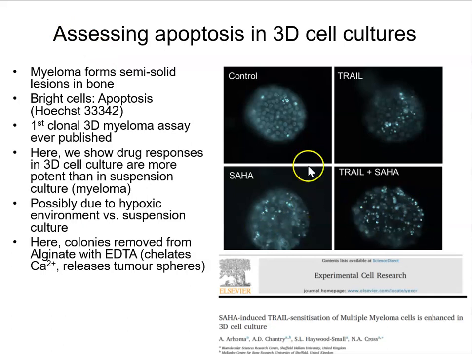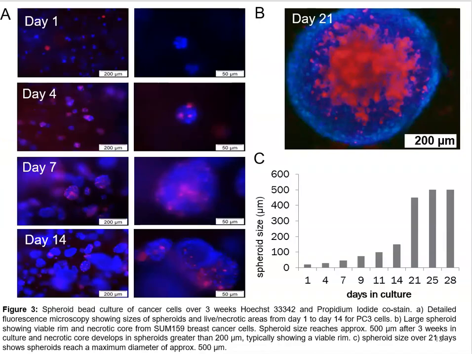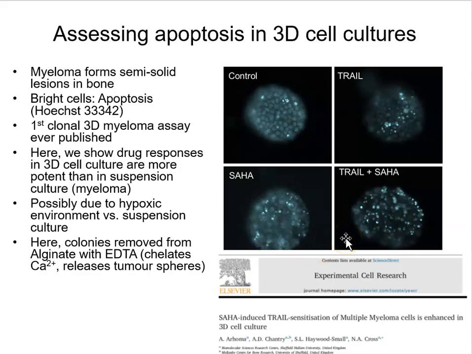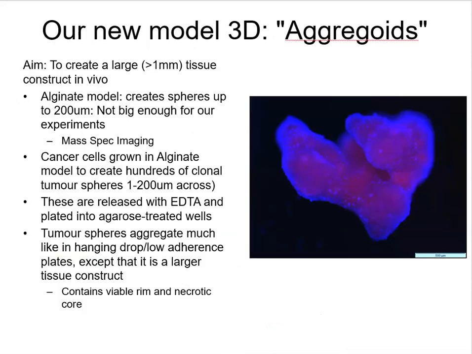Now these constructs here are about 100 micrometers, maybe 200 micrometers across. These that I've just shown you previously are up to 500. For assessing apoptosis, that's more than enough. But for some applications that we do, we need much bigger constructs. We have a whole program of research that involves mass spectrometry imaging. And mass spectrometry imaging involves looking for metabolites and proteins across a tissue construct.